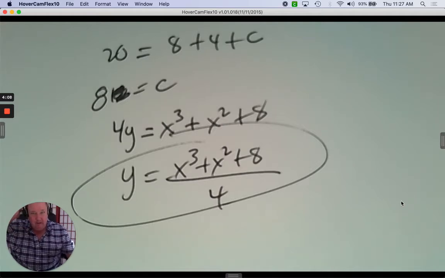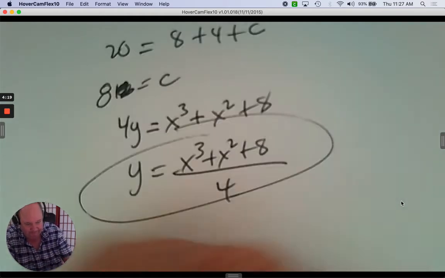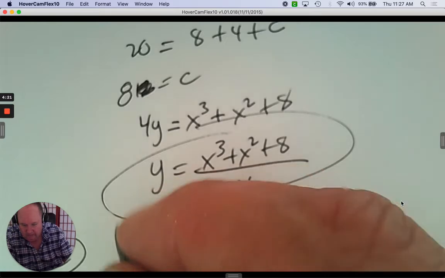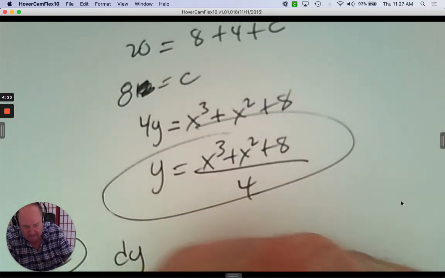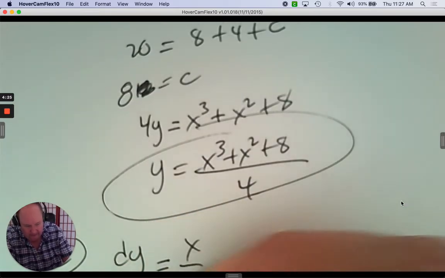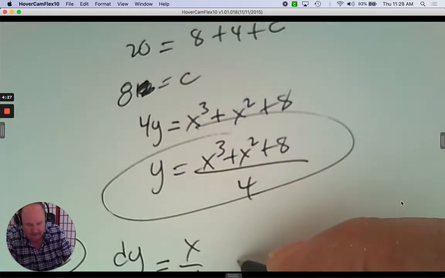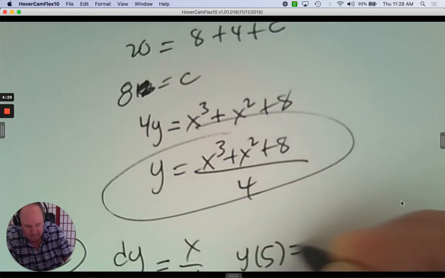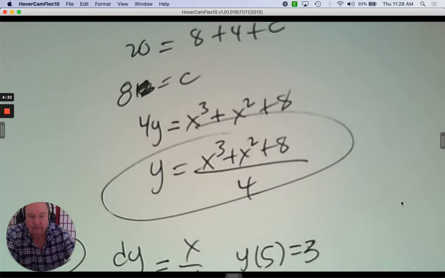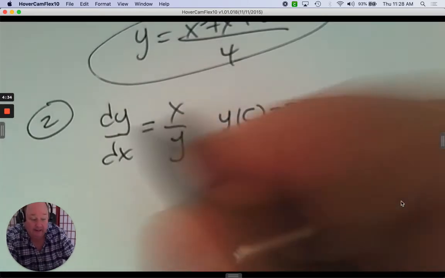All right, try number 2. So press pause, write down number 2, think about it first, and then press play when you need support, not just because you're copying to get your work done. Number 2, we have dy by dx equals x divided by y, and again, you're given a point. And can we do it? So again, I'm going to go through all the steps.